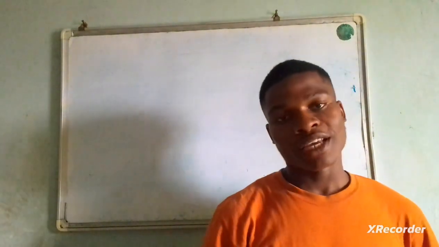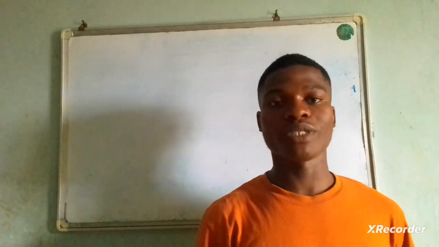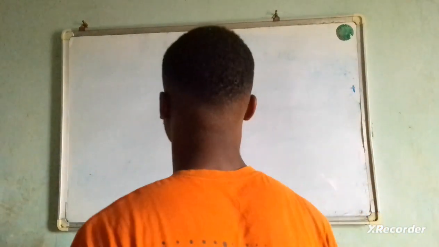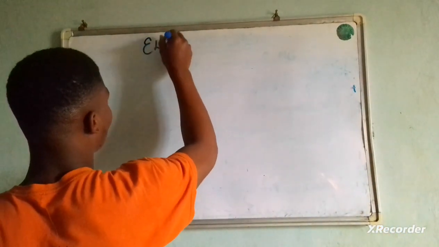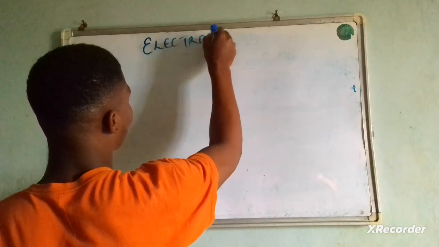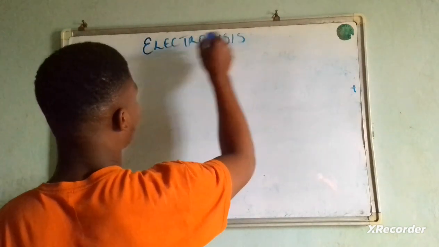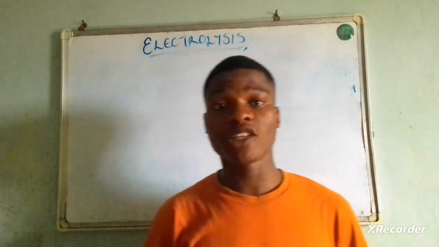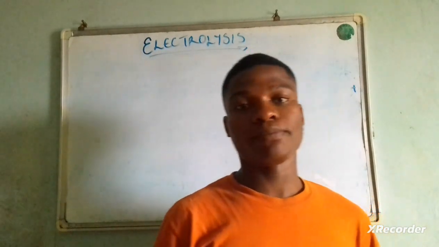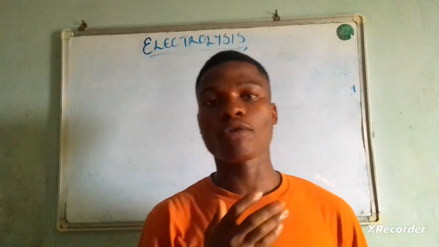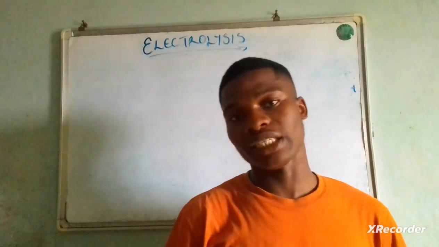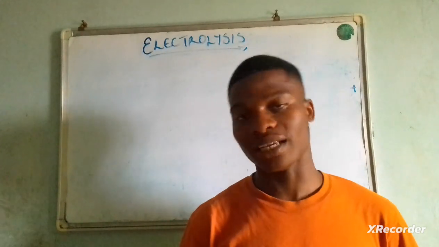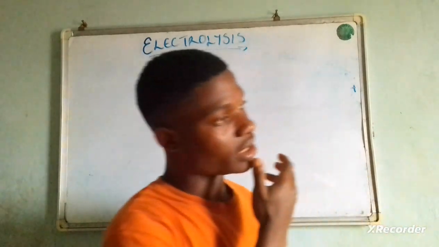How do you do? So today we shall be discussing an interesting topic, which is electrolysis in chemistry. Okay, so we have electrolysis on the board. Electrolysis as a topic tries to explain to us what happens to a chemical compound when electricity is passed through it, when that compound is in molten form or as a solution. So it gives it the definition.